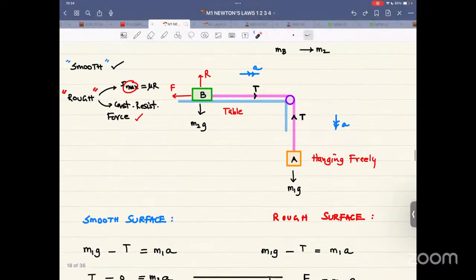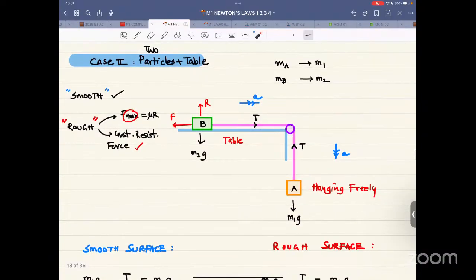Something like this: a particle on the table, another particle hanging freely. It could be a smooth table, it could be a rough table.